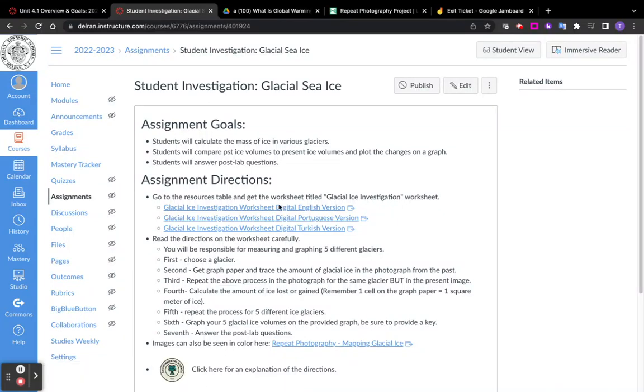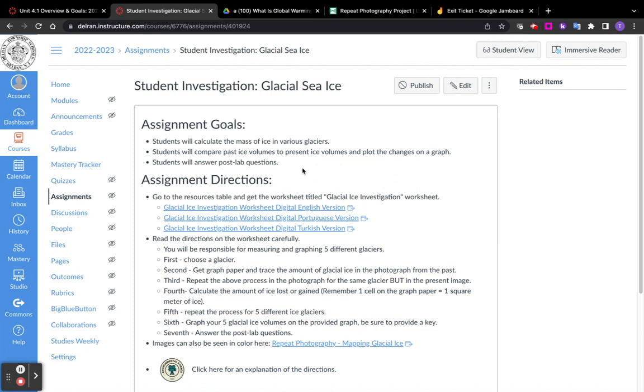This is the help video for the lab, the student investigation glacial sea ice. So you're going to calculate the mass of ice of various glaciers, and you're going to compare that ice from pictures in the past to pictures of the present. And you're going to determine whether or not it has been shrinking or growing.